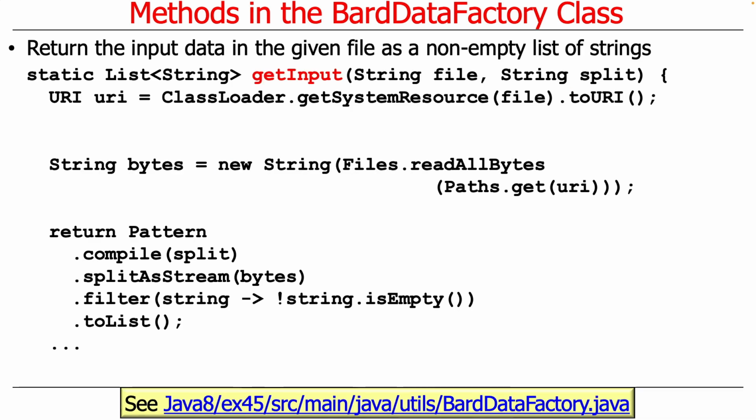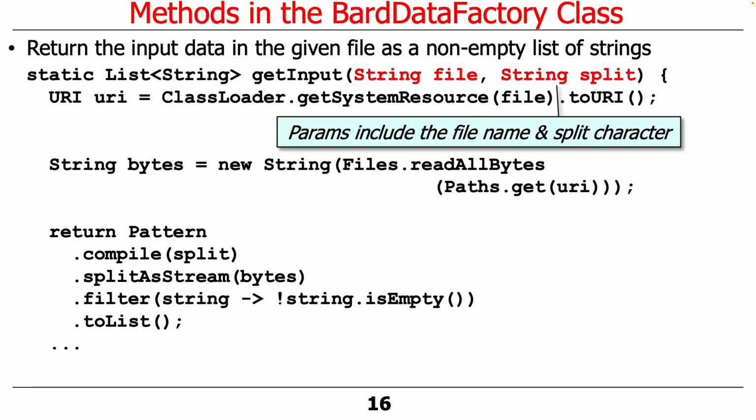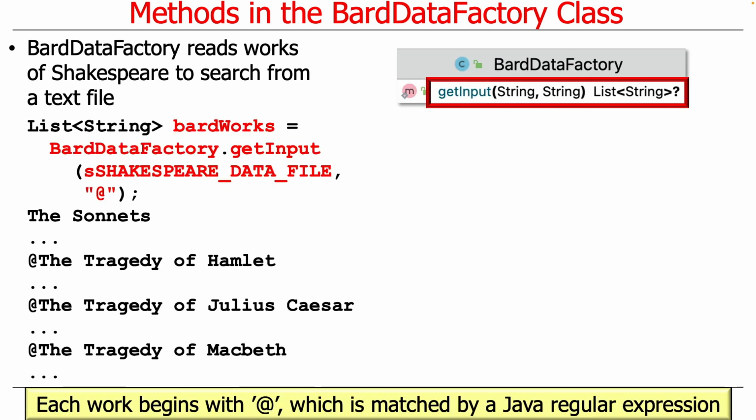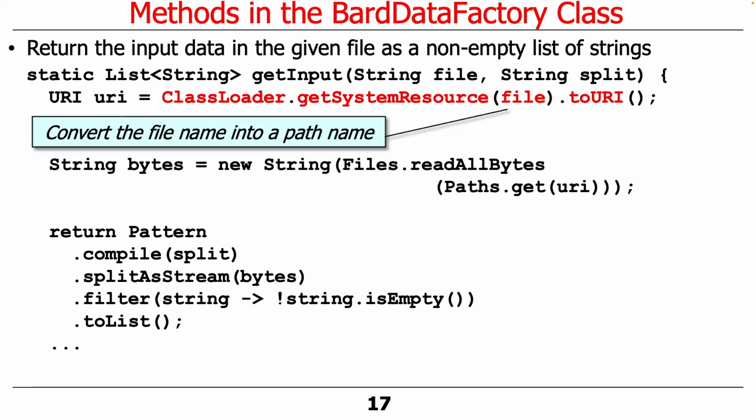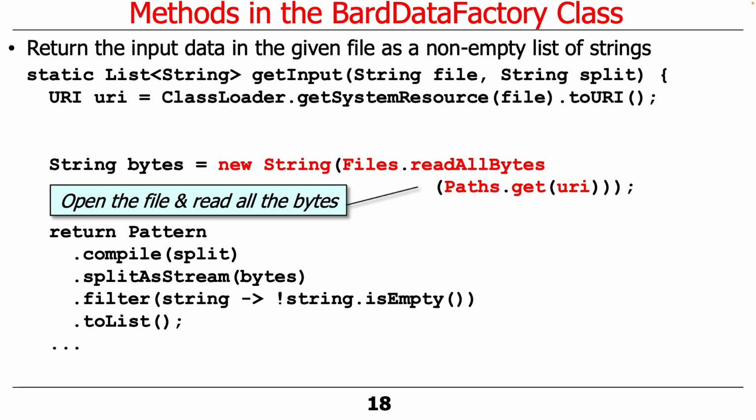So here's the getInput method. As you can see here, this comes from this file. What it's going to do is take the string containing the file name and the split string, which is this @ character, as you can see here. Then it's going to open up the file that contains the works of Shakespeare and read all the contents of the file into memory in a single string. So we're going to have one string that has all the works of Shakespeare, which is like 5 megabytes or so.